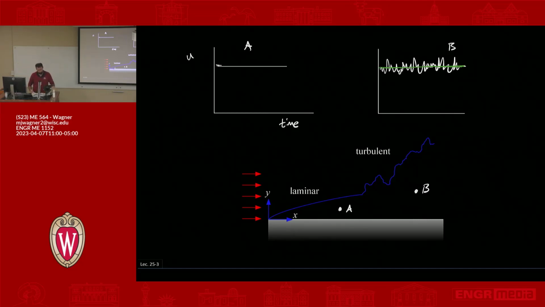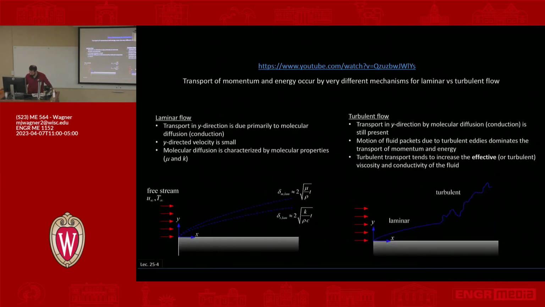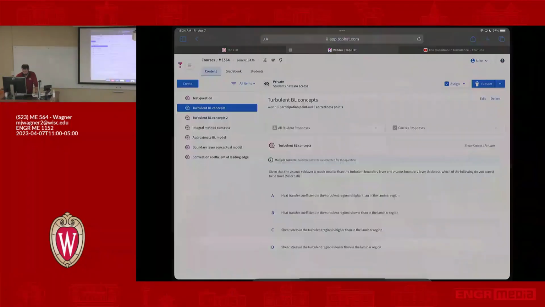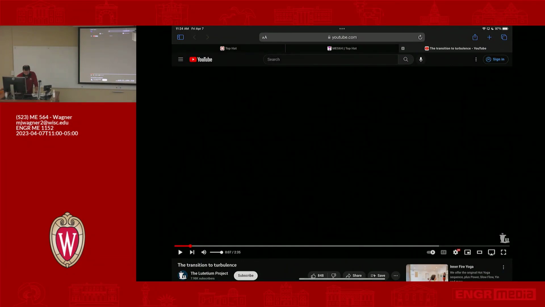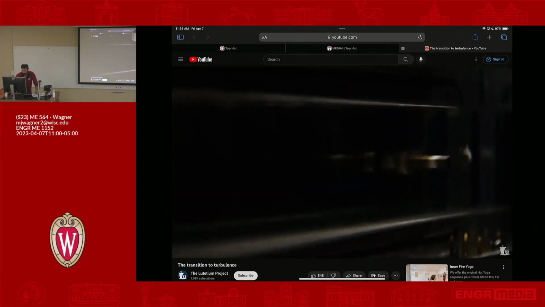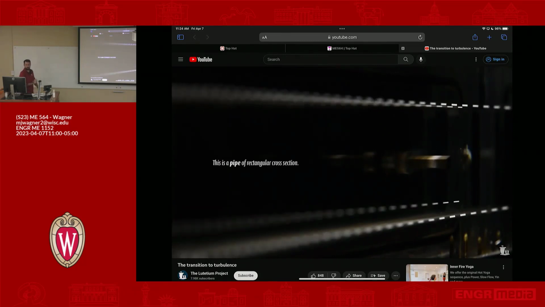OK, so if we know that's the case, I guess that helps us think a little bit more about how the boundary layer is set up. So go to the next slide here. Actually, we can look at a video. I want to just show you what turbulent flow looks like in a really controlled situation. So here we go. This is just a short, 2-minute video. But it's just kind of cool to visualize.